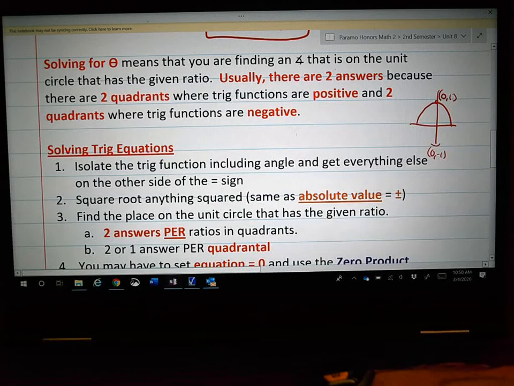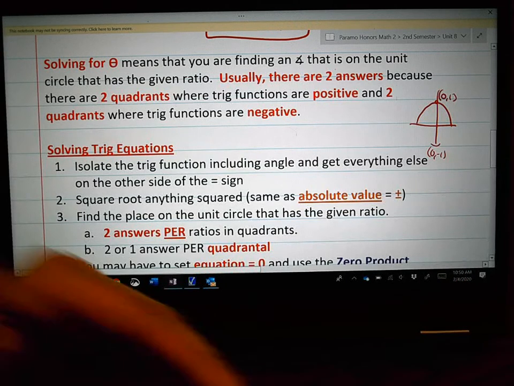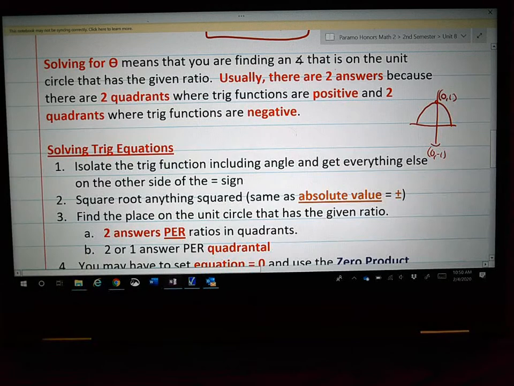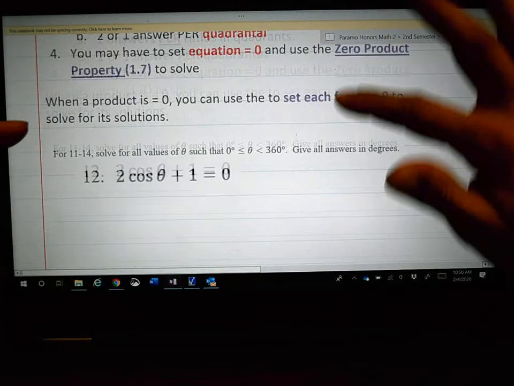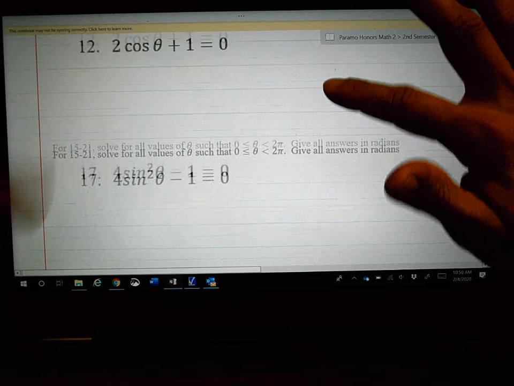Now, just to be clear, not every single time will you only have one answer or two answers or zero answers. Sometimes you might have three answers, and sometimes you might have four. It just depends on how the question is set up. We'll discuss how to do that in these examples down here for 12 and 17. You'll see what I mean.